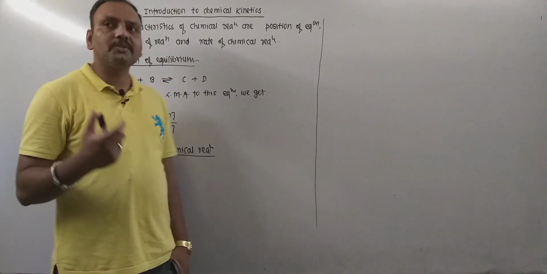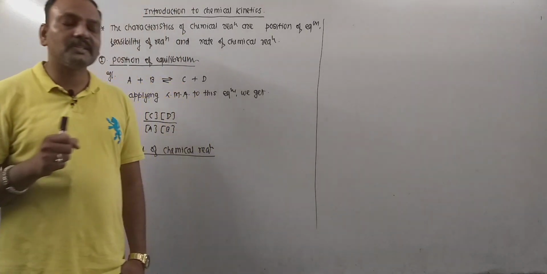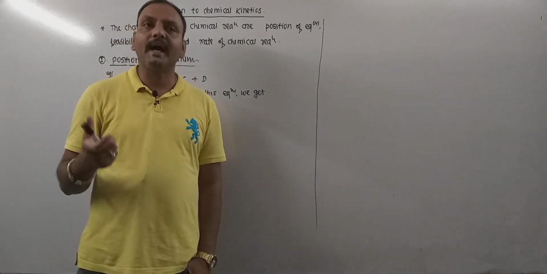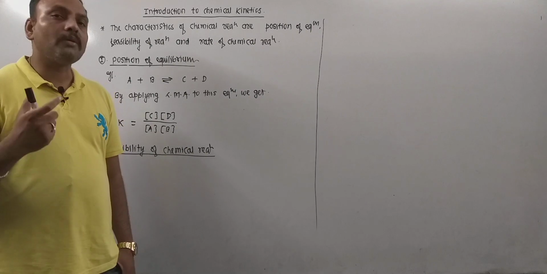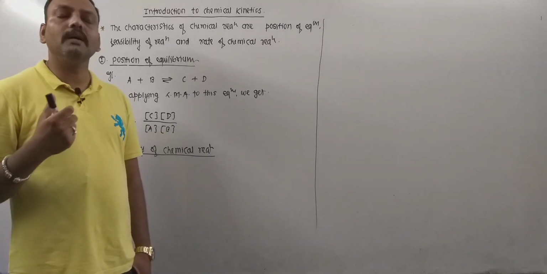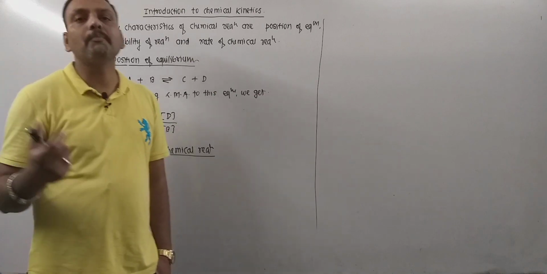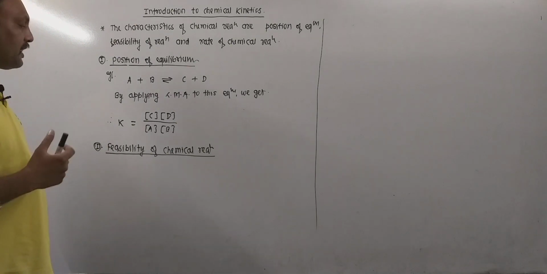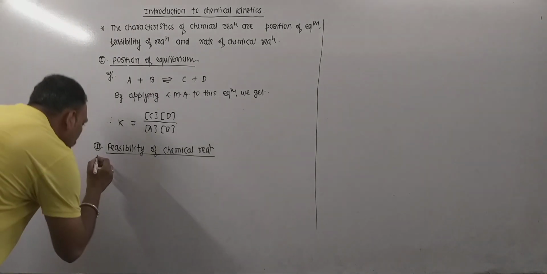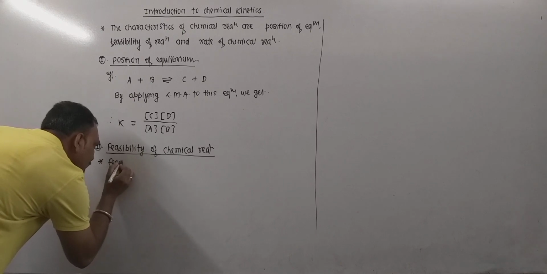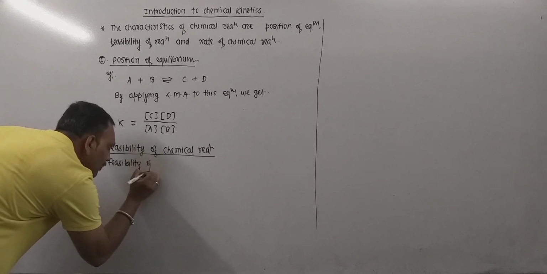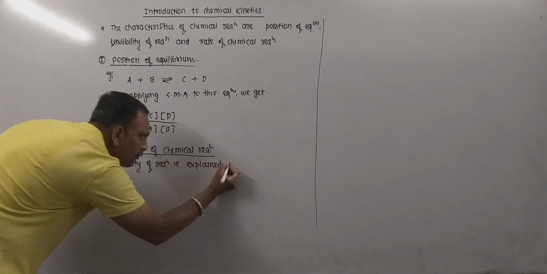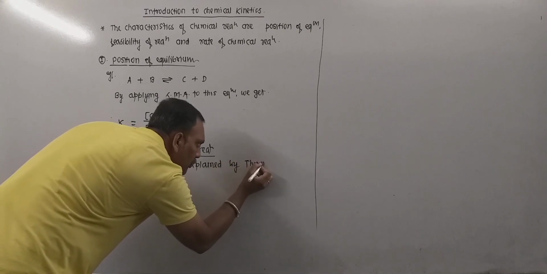Remember, the reactions which take place on their own are said to be spontaneous reactions, and those reactions which are not able to proceed on their own and need external support are non-spontaneous reactions. So feasibility is better explained by thermodynamics, remember. So feasibility of reaction is explained by thermodynamics.